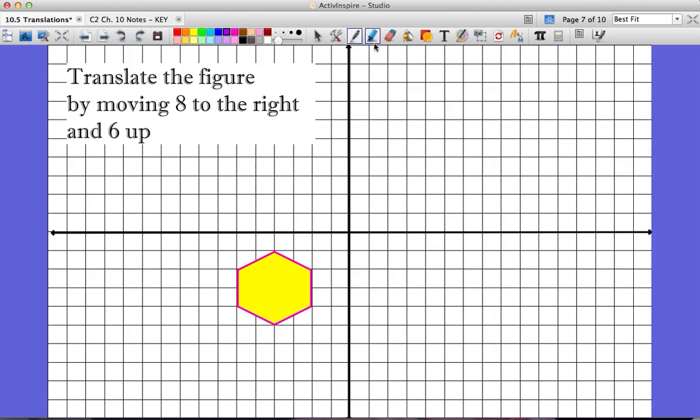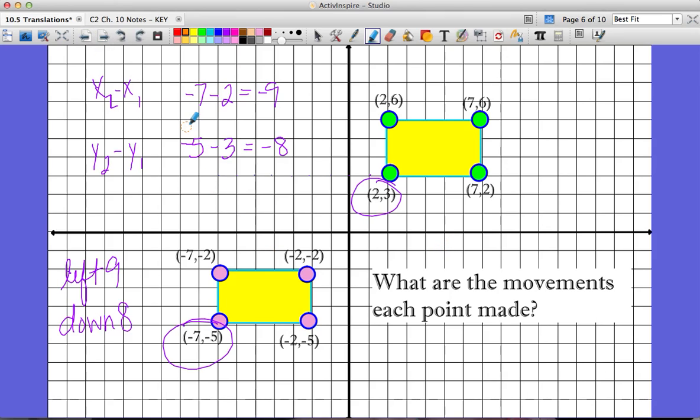So I first take my first vertice, and I figure out where that first vertice is going to go. Now, I can either look at my coordinates and do the math, or I can just move it. In this case, when I'm trying to move the entire shape, it's easier to just find your points and plot them and then connect your dots. When you're trying to find the rule or what the movement was, it's easier to just do the math.